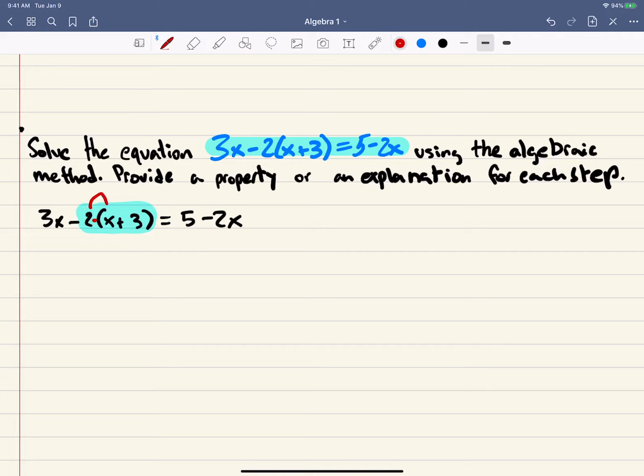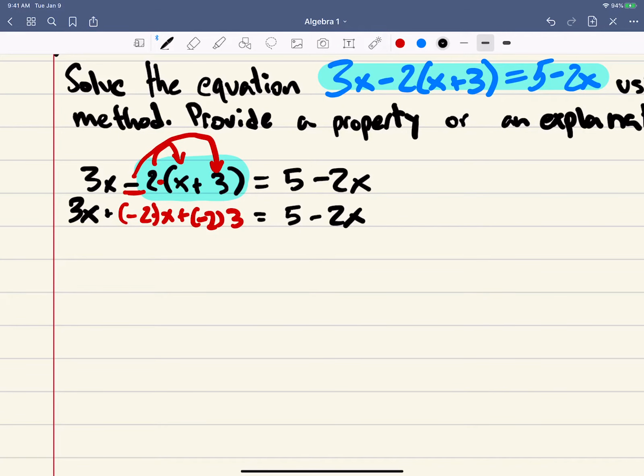So we got to do 2 times x, right? And you're going to keep this negative right here. So it's negative 2 times x plus, and then negative 2 times 3. Okay? And then that's going to equal the rest. So 3x plus that is equal to 5 minus 2x.